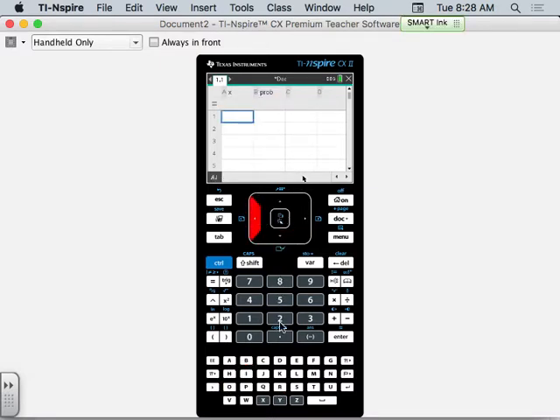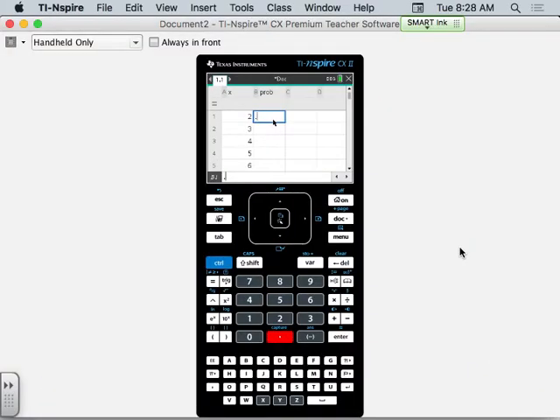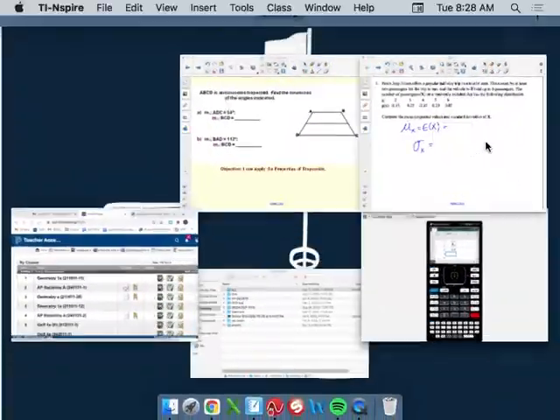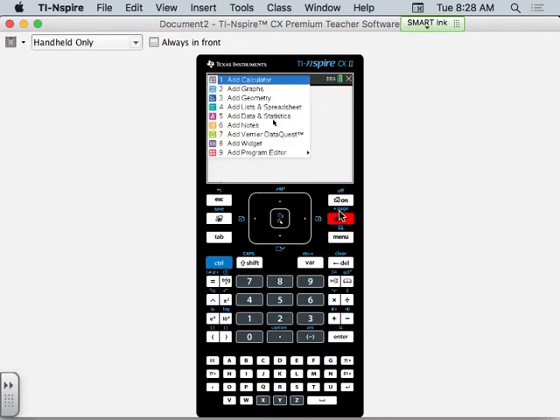Alright, let's see. 2 enter, 3 enter, 4 enter, 5 enter, 6 enter. What was it? 0.15, 0.25, 0.05.